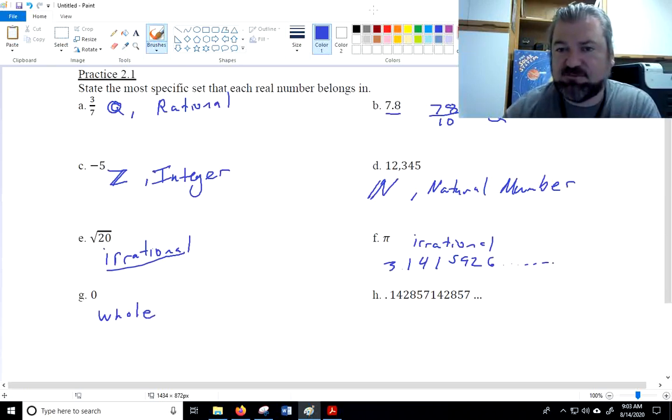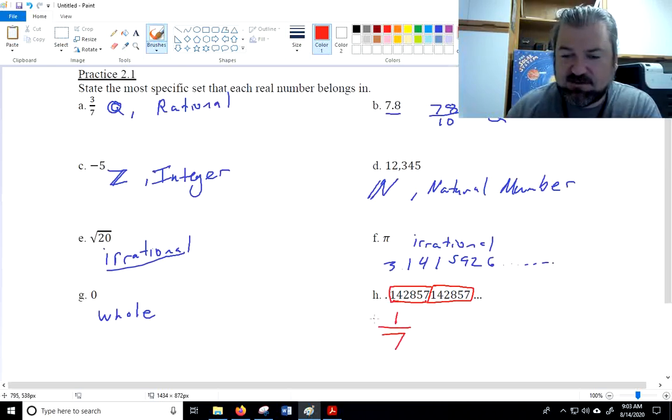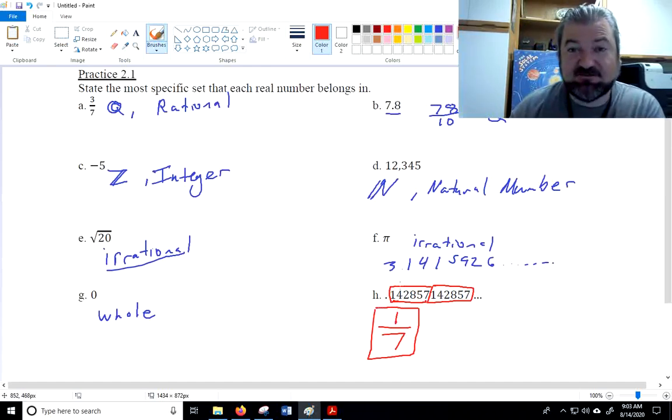Okay, and I threw us a bit of a curveball here because you might think that this number here makes no pattern. 142857, 142857. Can you see that the pattern is repeating? And that is a very famous fraction. It is 1/7. It's famous for many reasons, and it's called the Phoenix number. And I think I'll save describing what the Phoenix number is till a later date. But if you're interested, check it out.